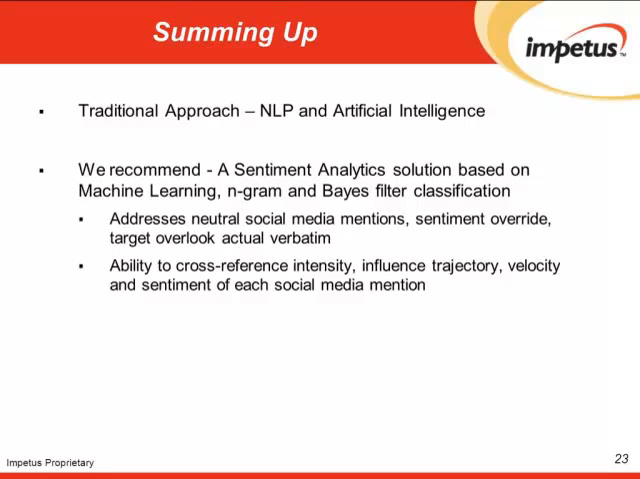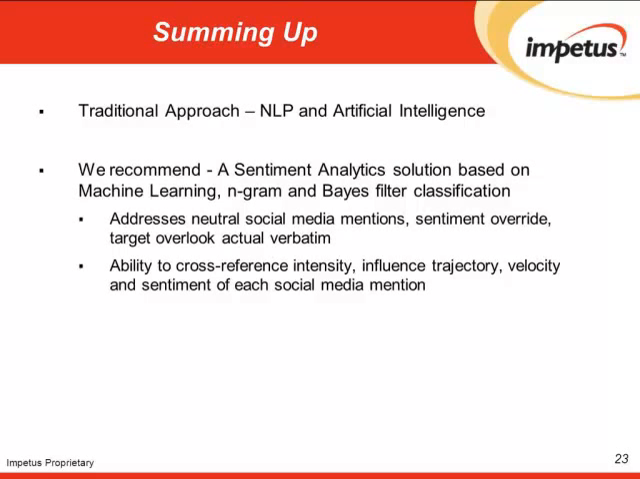Now, some of the challenges that we discussed were the neutral nature of social media mentions, target overlook, actual verbatim, and sentiment override, which can best be handled by a machine learning model based on Ngram and Bayes filter classification. Also, we discussed how a machine learning system has a certain level of knowledge and is associated with a corresponding knowledge management organization, which enables it to interpret, analyze, and test the knowledge acquired.